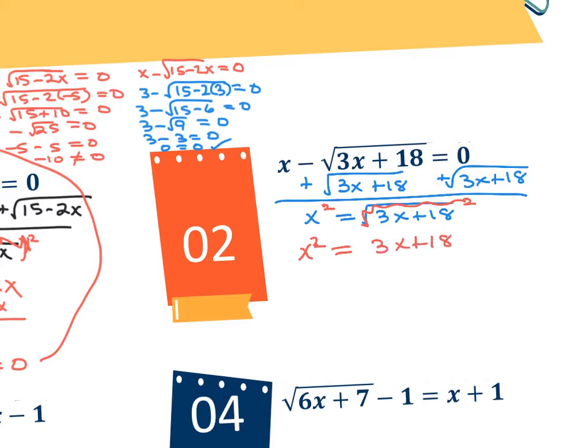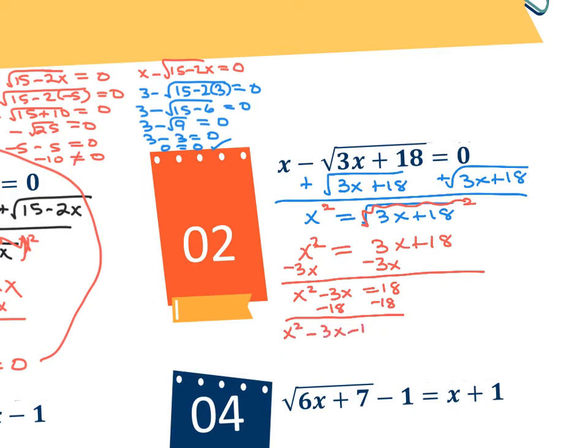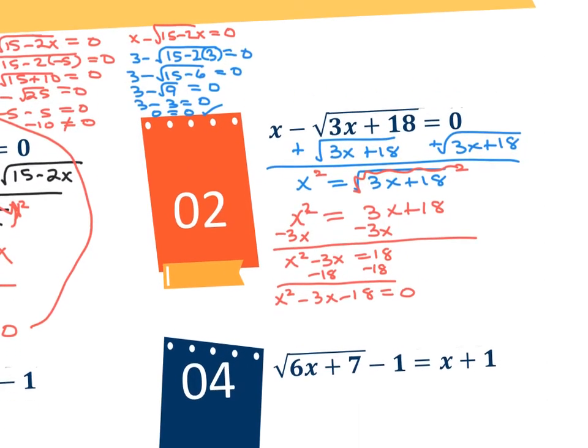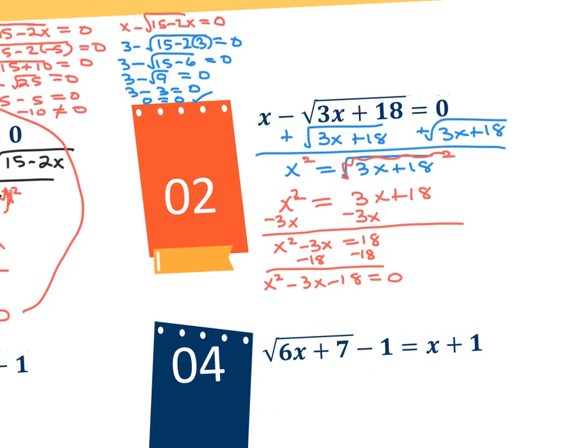I now need to get it in standard form to see if I can factor it, because again, factoring for me is the fastest way. Again, you could also do the quadratic formula or completing the square, whatever you want to do to get your values of x. So now I have x squared minus 3x minus 18. I'm looking for the factors of negative 18 that when I combine them give me negative 3. And that's going to be x minus 6 and x plus 3.